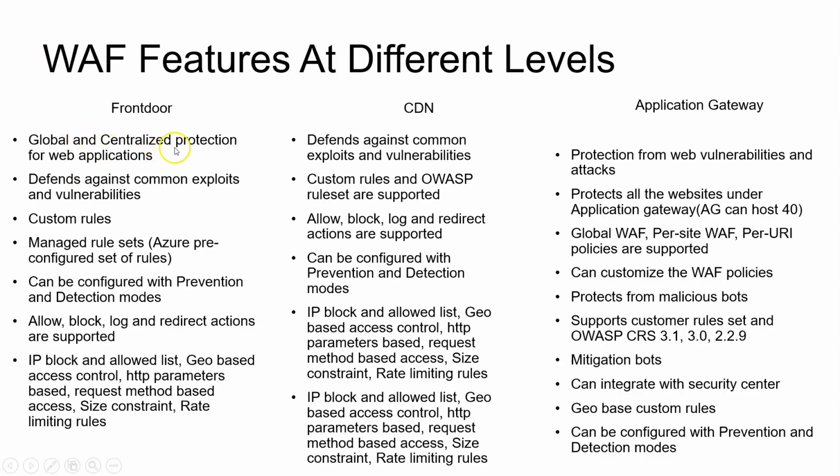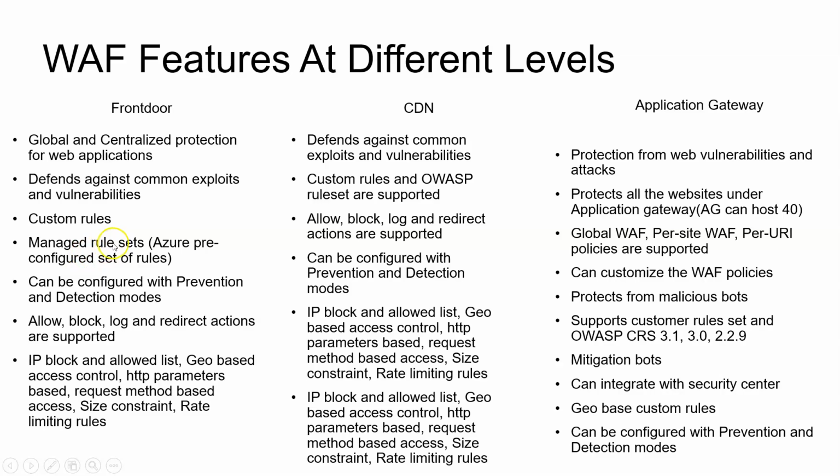So global and centralized protection for a web application when you enable it with the Front Door. That is the main difference between the others and the Front Door. Defense against common exploits and vulnerabilities. The same thing will happen with even CDN and the application gateway. You can define your custom rules. If you have your own rule set other than the regular or predefined or pre-managed rule set, you can define your own. The same thing can be done under the CDN and also the application gateway.